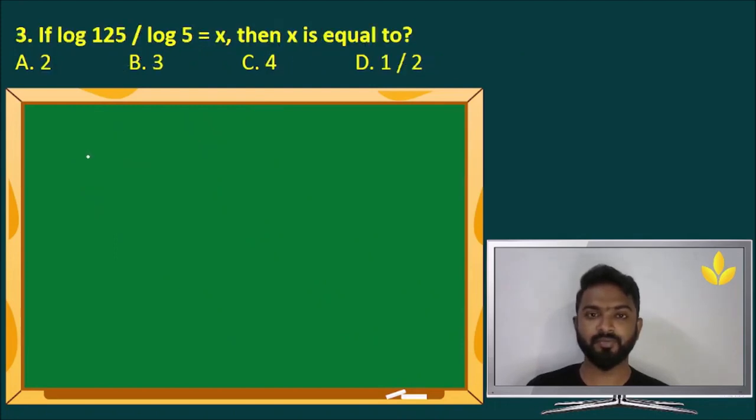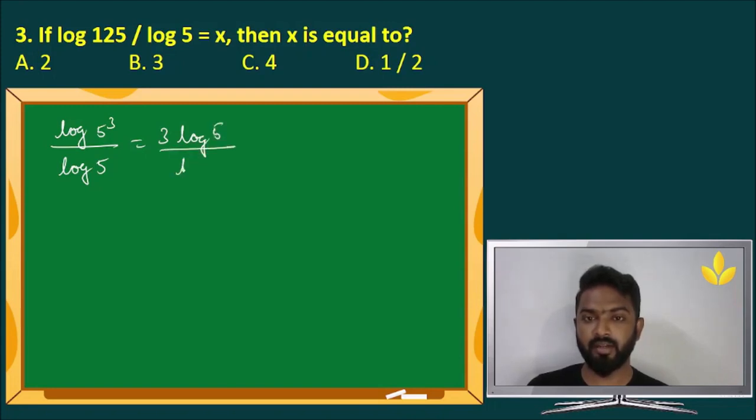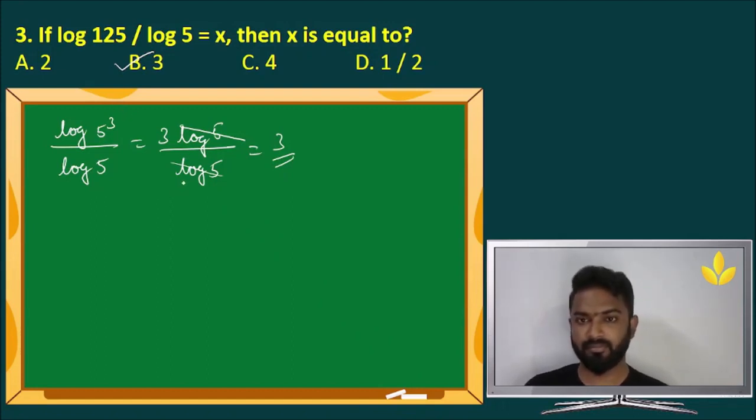Let's move on. Question number 3. If log 125, okay, so we have log of 125 is nothing but 5 cube. It's always better to convert everything into their base value, into their prime factorization methods. That way it gets very simple. So this is nothing but 3 log 5 divided by log 5. So log 5 cancelled. The answer is 3. That's it. Let's move on.